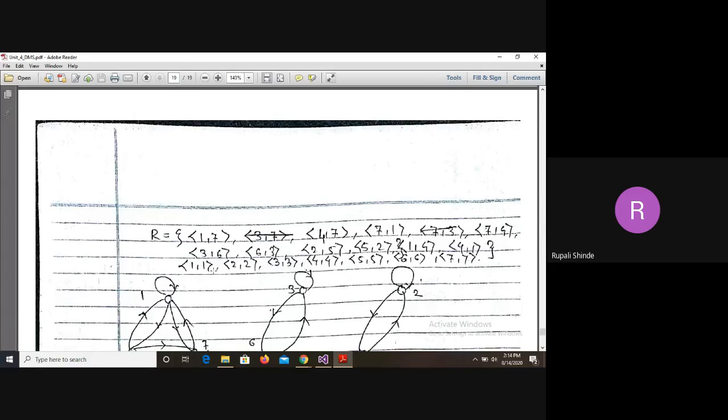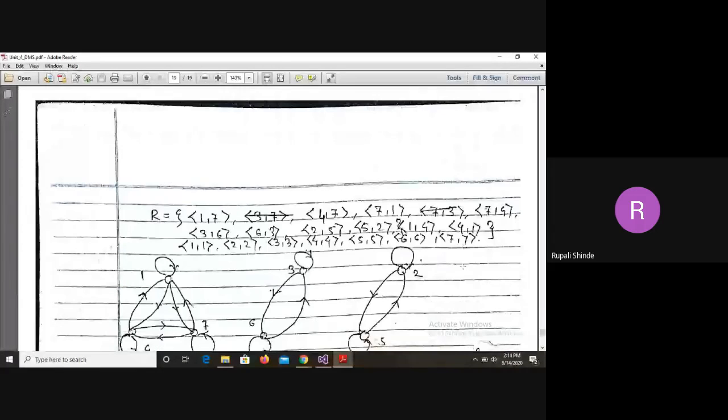Because 1 minus 1 is 0 and 0 is divisible by 3. 2 comma 2, again 2 minus 2 is 0. So likewise for all these ordered pairs, it is giving the result as 0 after performing the subtraction operation, and 0 is divisible by 3. So don't forget to add these ordered pairs. Now we have defined this relation R.